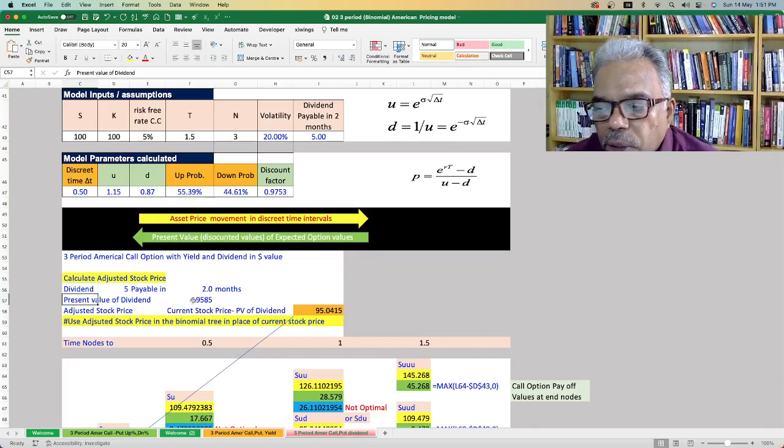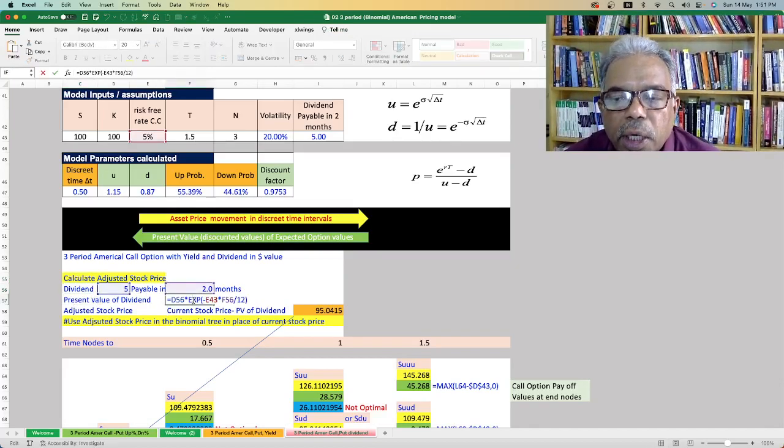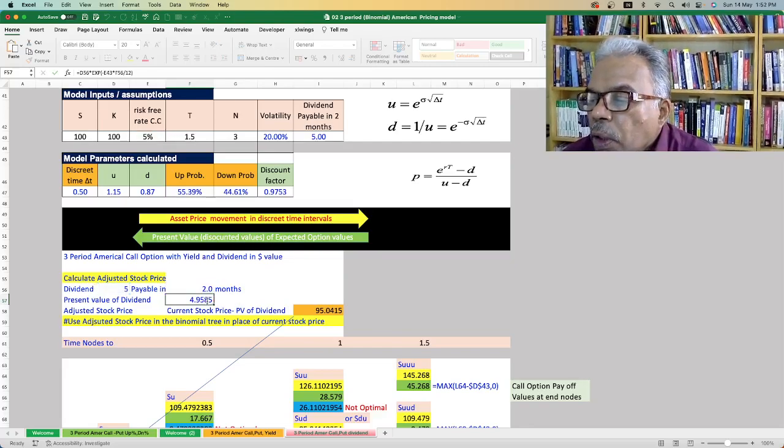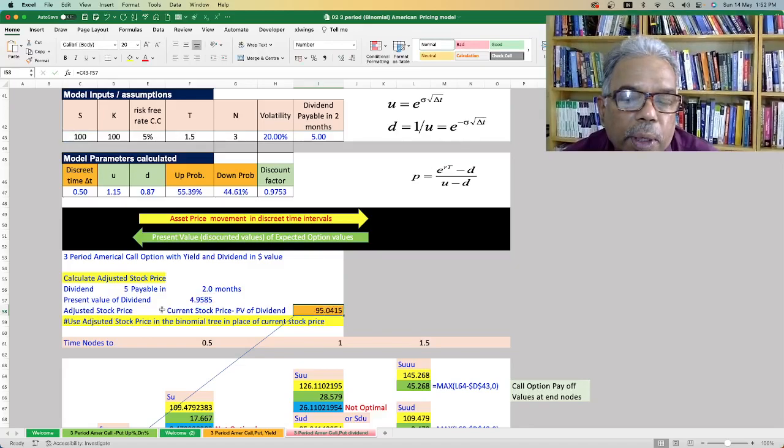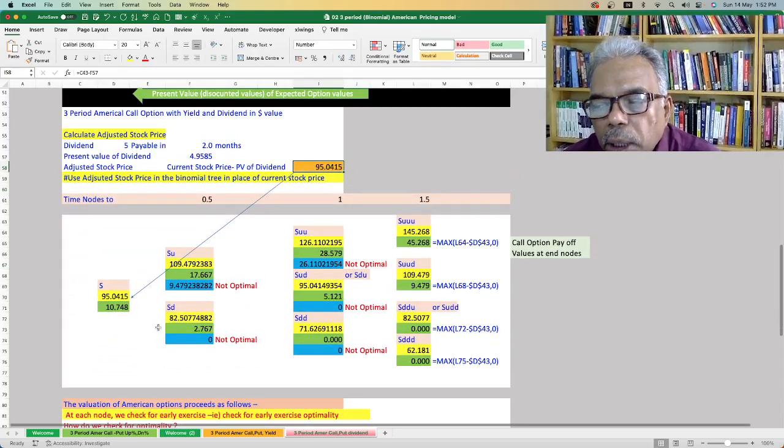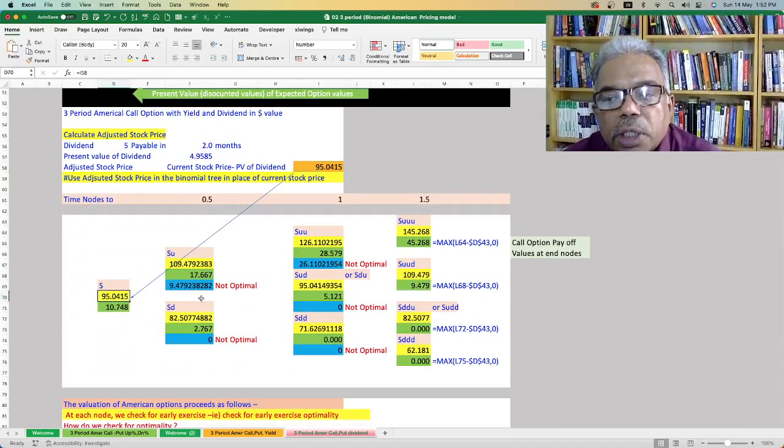You have to calculate the present value of the dividend. Since the dividend is payable in 2 months, it is 5 times exponential of minus RT, where T here is 2 by 12. Once you calculate the present value of the dividend, subtract it from the current stock price, and you will have the adjusted stock price. Now you have to build the tree, and with the starting point, instead of 100, we use the adjusted stock price, then modify the other values accordingly.